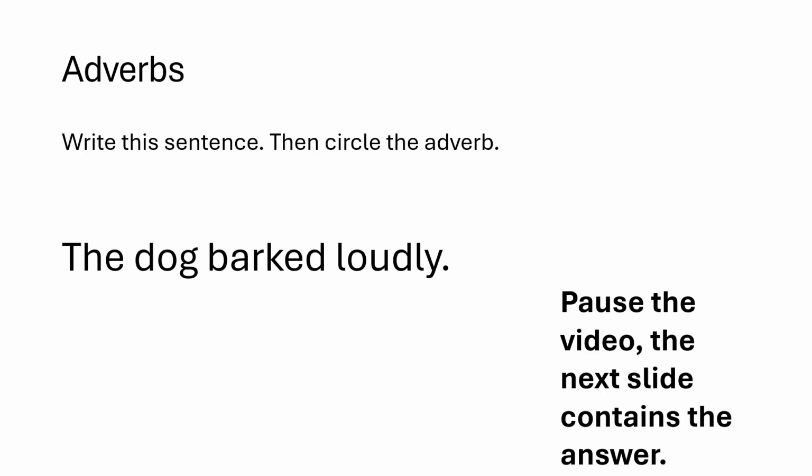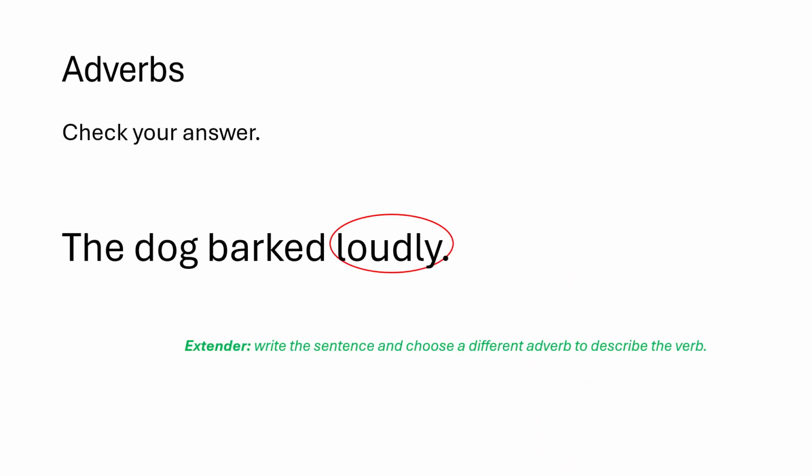Write this sentence, then circle the adverb. The dog barked loudly. Pause the video. The next slide contains the answer. Check your answer. The dog barked loudly. You should have circled loudly. There is an extender for anybody who would like to challenge themselves. Write the sentence and choose a different adverb to describe the verb.